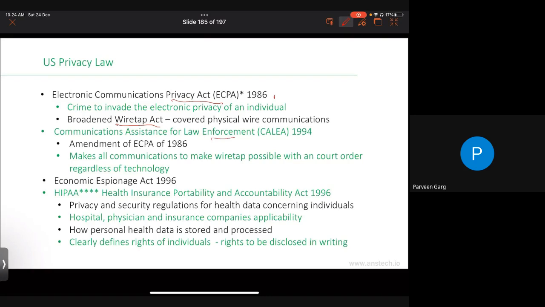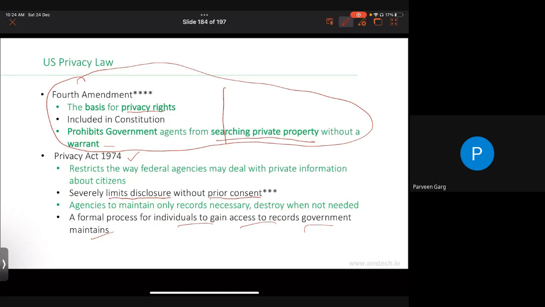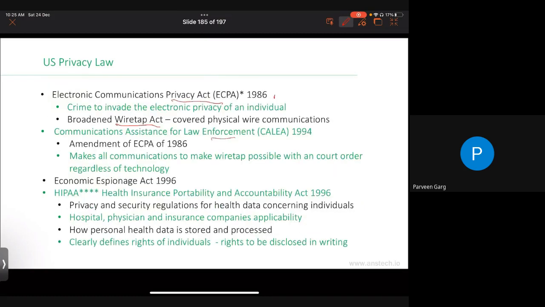So generally these questions don't get asked. At max, you might get a Fourth Amendment question. And the moment you see limit disclosure, prior consent, you know it is private. CALEA and ECPA generally don't get asked because they are part of the same Privacy Act. So ECPA is an amendment of the Privacy Act, and CALEA is an amendment of ECPA. And the Economic Espionage Act, we have already seen.